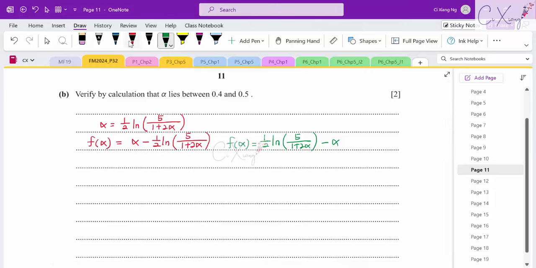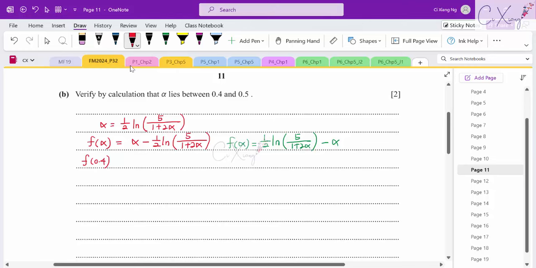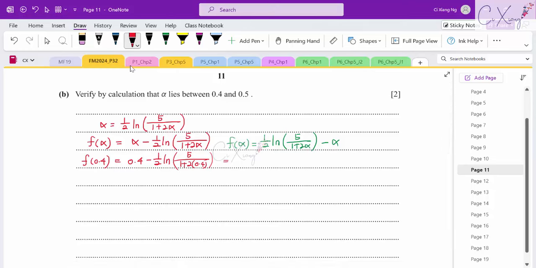Alright. Okay, so let's substitute the 0.4 into my equation here. So if you substitute 0.4 into your function, by using the help of a calculator, you should be getting one value here, which is negative 0.111.